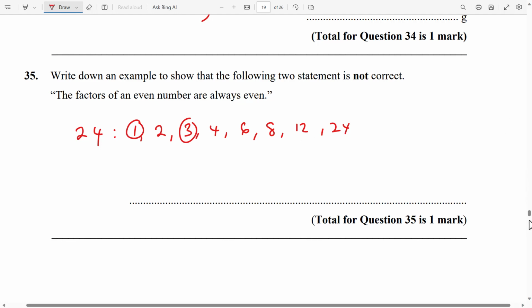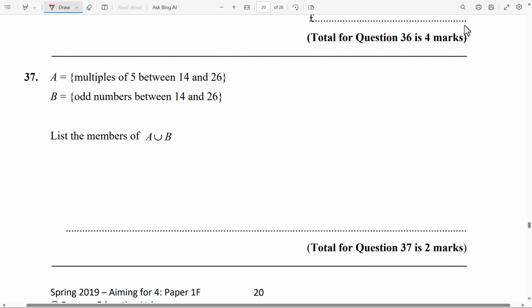Okay. 6. Okay. So now we have a set question. For set A, multiples of 5 between 14 and 26, and B are odd numbers between 14 and 26. So we have to list the members of A union B. So let's start out by looking at multiples of 5 between 14 and 26, and they are 15, 20, and I think 25.